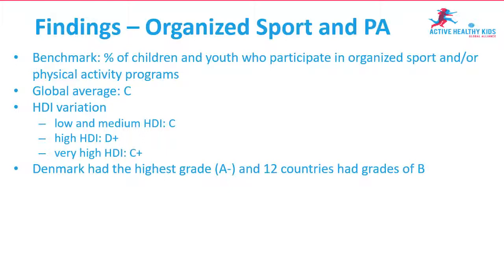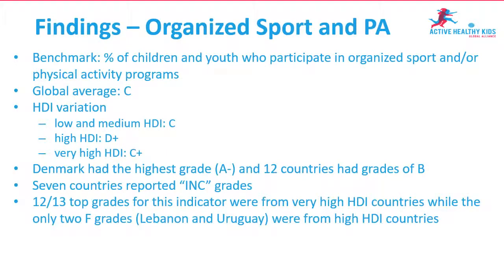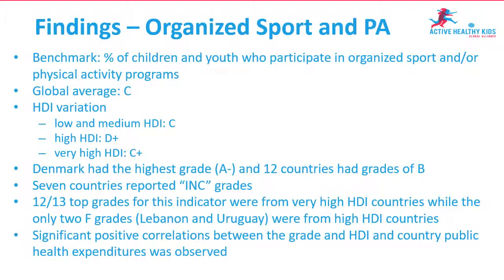pulled up, of course, by high-income countries that have rather well-developed sport participation systems. 7 countries reported incomplete grades. 12 out of the 13 top grades came from very high Human Development Index countries, while only 2 F grades, Lebanon and Uruguay, were from high HDI countries. There were significant positive correlations between the grade and HDI and country public health expenditures.